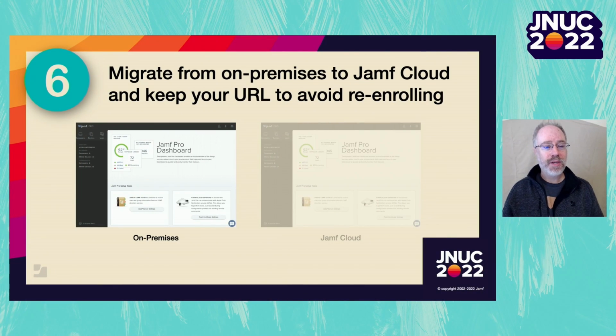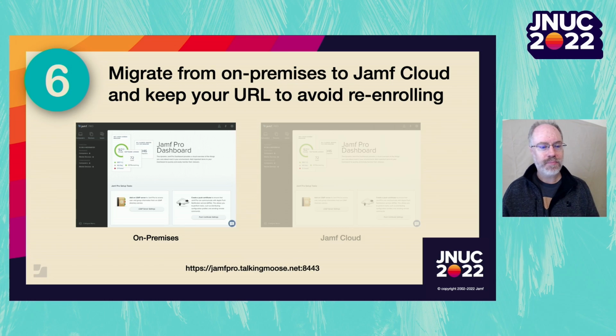Number 6. I've mentioned Jamf Cloud a lot. It's a great service that eliminates a lot of headaches around having to maintain your own server environment. This is one for anyone considering migrating their on-premises Jamf Pro server to Jamf Cloud, but has concerns about re-enrolling their devices. Jamf will let you keep your URL for your on-premises server to avoid re-enrolling.